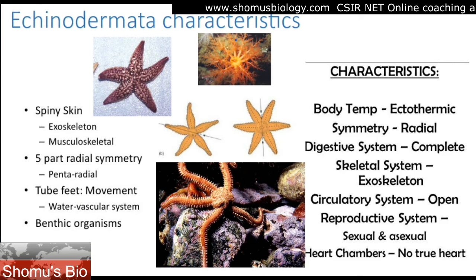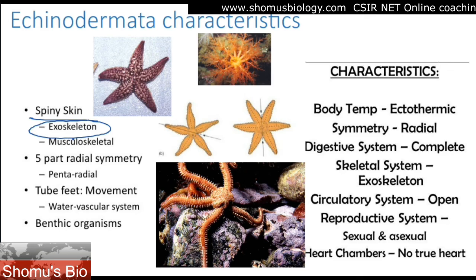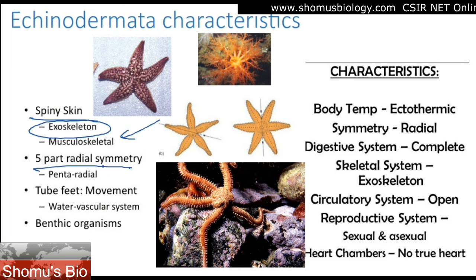Echinoderms characteristics. Echinoderms have spiny skin because they have an exoskeleton, and the muscles are connected to it from outside. You can see that skeleton from outside. It's kind of unique, and we call it musculoskeletal system. And their body has 5-part radial symmetry, known as pentaradial symmetry. They also have a separate structure to move, tube feet.